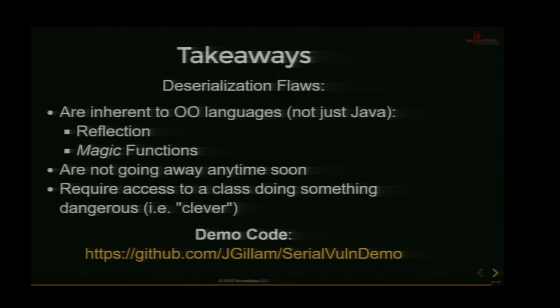Right, reflection allows us to get away from the strong typing. Normally, you would think strong typing might save you, but it doesn't. We can introduce objects that are not actually part of the system that is expecting them, and it'll still blow up, like we saw. We got the class cast exception, but not until after we've already executed. So they do require access to a class that's doing something dangerous or stupid. Those are unfortunately too easy to find. They're around. And so that's it.